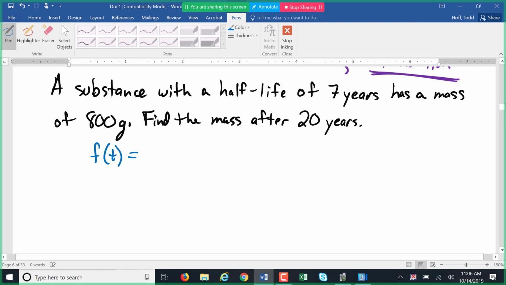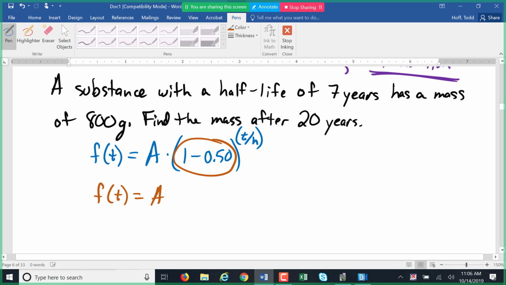f of t, or the amount as a function of time, is equal to that initial amount times 1 minus 0.50, 1 minus 50%, to the power of t divided by, I'm just going to put in h, for the number of half-lives. Now, first thing you'll notice here, 1 minus 50% is 50%, or 1/2. So this formula is often written as simply the amount times 1/2 to the power of t divided by the number of half-lives.